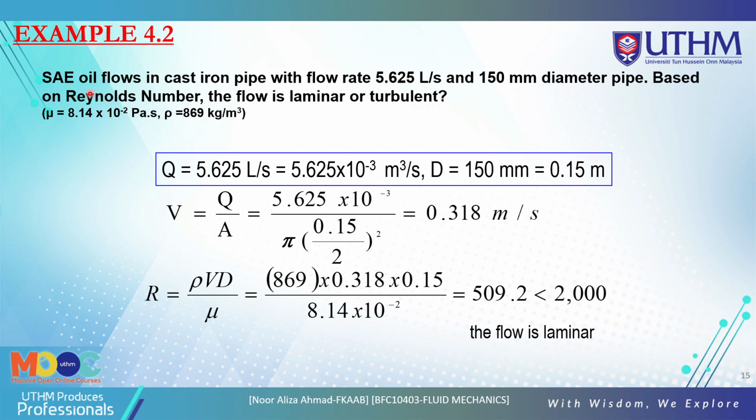So with the SAE oil also in cast iron pipe. To prove that the flow is laminar or turbulent, you must find the velocity. You get the velocity 0.318, and then use the Reynolds number formula. You find the Reynolds number 509.2. This is less than 2000, so the flow is laminar.